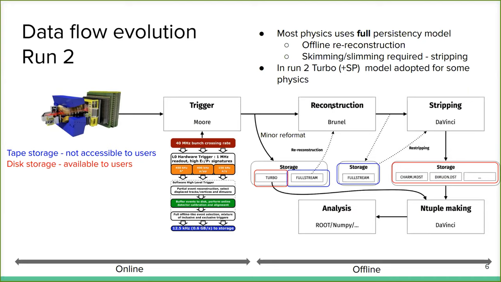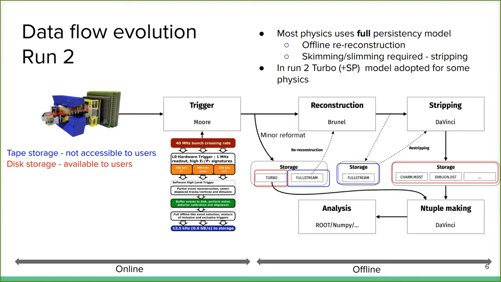And then, because the event size was still large, it had to go through what we called the stripping step, which is just a slimming and skimming of the data, such that it could be small enough to be saved to disk, where of course our analysts can use it.